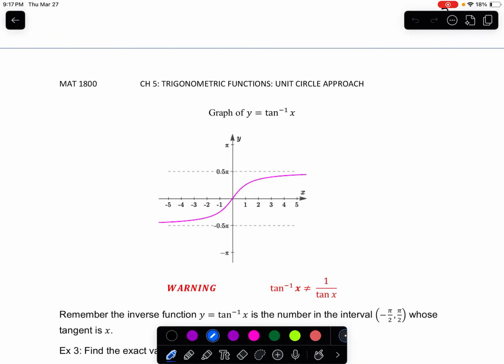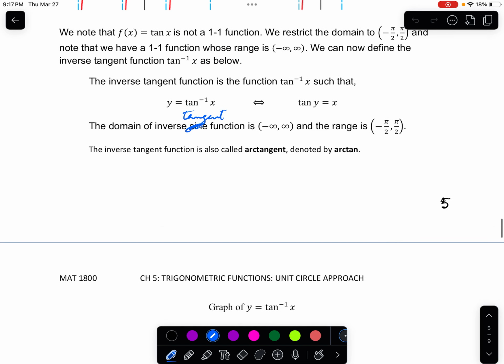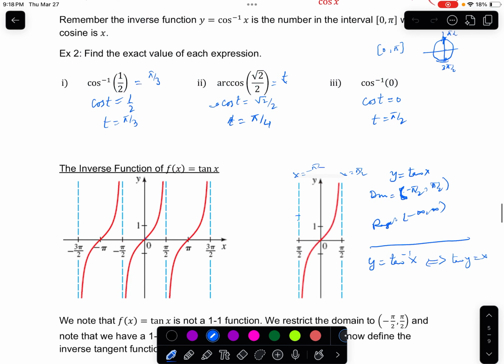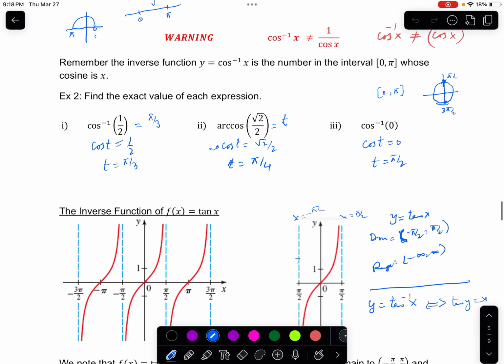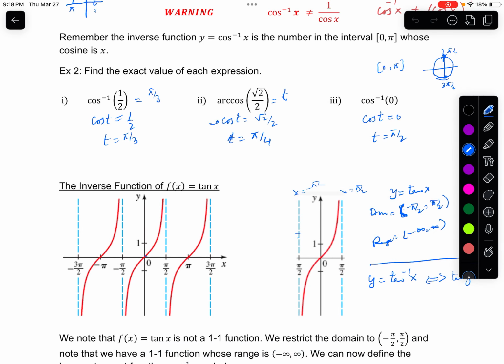Continuing with section 5.5. In the last video, we were looking at the definition of tangent inverse x. Remember, we restricted the domain of the tangent function to between negative pi over 2 and pi over 2, not including the endpoints, because at negative pi over 2 and pi over 2 we have vertical asymptotes, so the value of the tangent does not exist. When we did that, the range was negative infinity to infinity.